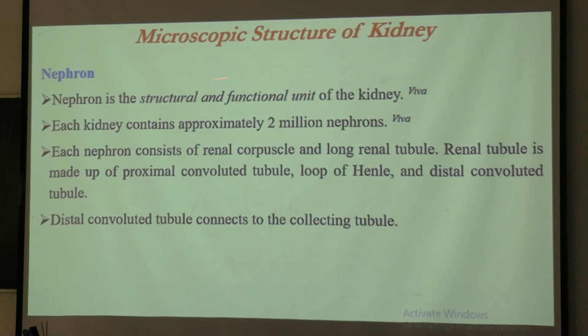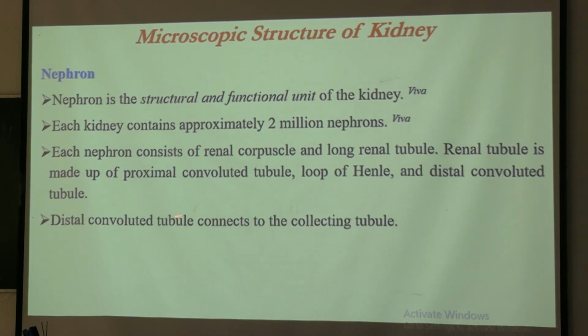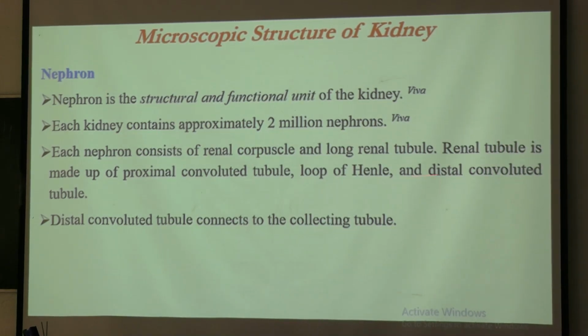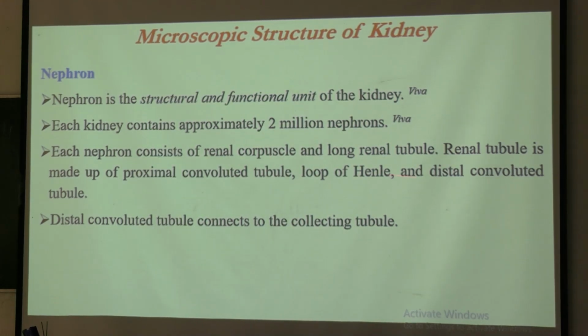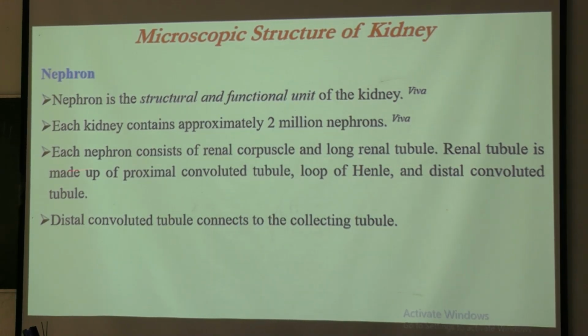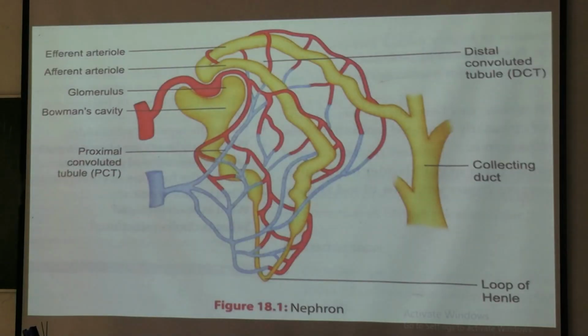Microscopic structure of the kidney is the nephron. Microscopically you will see mainly different parts of the nephron. So the nephron is the structural and functional unit of the kidney, and each kidney contains approximately 2 million nephrons. Each nephron consists of a renal corpuscle and a long renal tubule. The renal tubule is made up of the proximal convoluted tubule, loop of Henle, and distal convoluted tubule. And this distal convoluted tubule connects to the collecting tubule. Okay, all these parts you have seen.